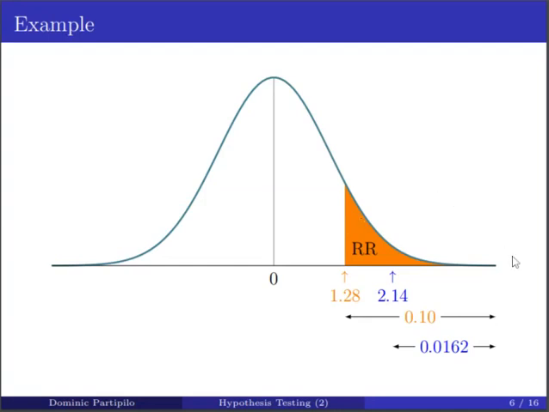So then what we did is we found a test statistic using our sample, and we said to ourselves, okay, our test statistic is 2.14, and this falls in that rejection region. So that tells us that we're going to reject the null hypothesis.